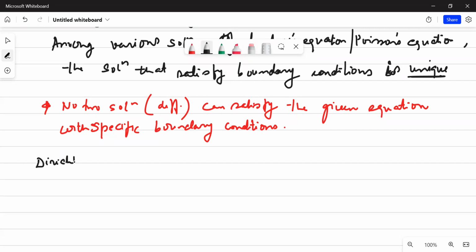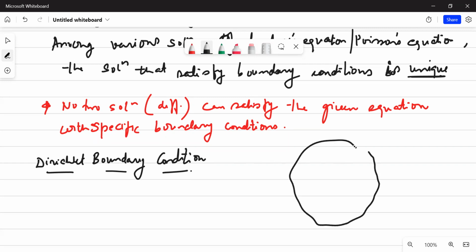One is called the Dirichlet boundary condition. What is the Dirichlet boundary condition? For instance, we want to find a solution in a volume V, which is bounded by a surface S. And within this surface S, we have different conducting surfaces, let's say S1, S2, S3. So within this volume, which is bounded by surface S, there are different conductors S1, S2, S3, on which we know the value of the potential.